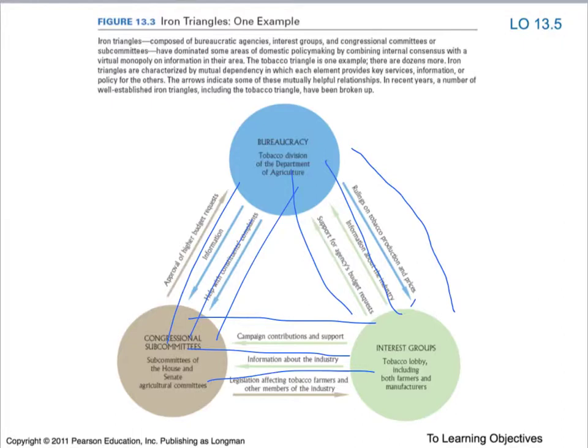They're composed of bureaucratic agencies, interest groups, and congressional committees or subcommittees that have dominated some areas of domestic policy making by combining internal consensus with a virtual monopoly on information. Tobacco triangle is one example. There are dozens more iron triangles that are characterized by mutual dependency. This is one characteristic. Mutual dependency. Each element provides key services, information, or policy to the others. These arrows indicate those mutual relationships. So it's all about mutual relationships.